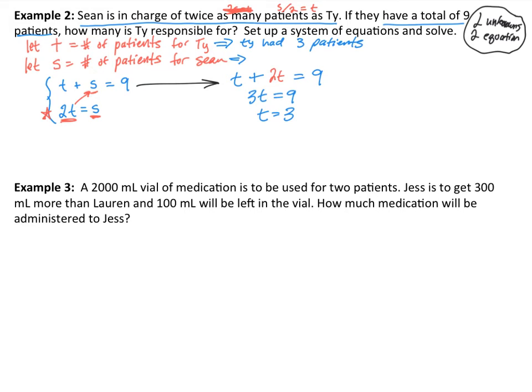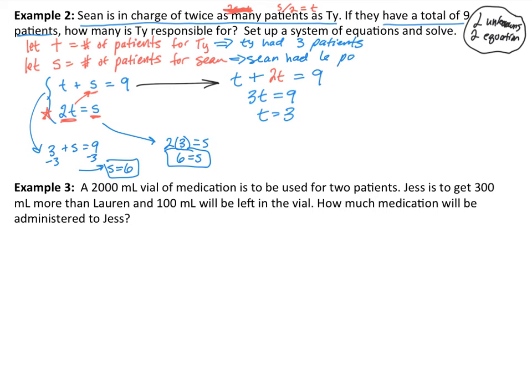All right, so you could either take that and put that here. We know what T is. T is equal to 3. In this case, if I plug that back into the first equation, S is equal to 6. That's great. Or you could plug that into the second equation. We know what T is. T is equal to 3 from what we just solved. Regardless of what equation you plug that in, we get S is equal to 6. So Sean has, or had, I'm not sure about the past or present here, but has or had 6 patients.